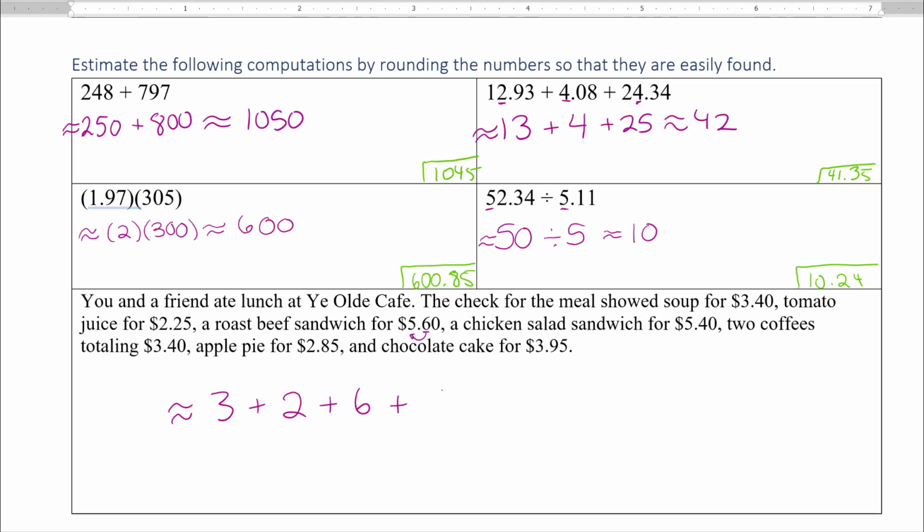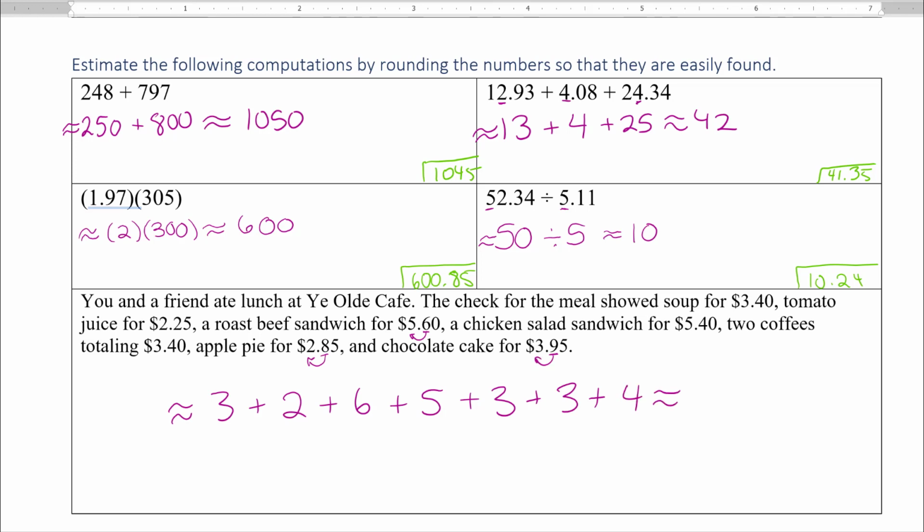The chicken sandwich, we're going to round that to $5. 2 coffees totaling, so that's both of them, is $3.40. I'm going to round that to 3. The apple pie, that's $2.85. That 8 tells the 2 to move up to a 3. And then the chocolate cake for $3.95. The 9 tells that 3 to move up to a 4.